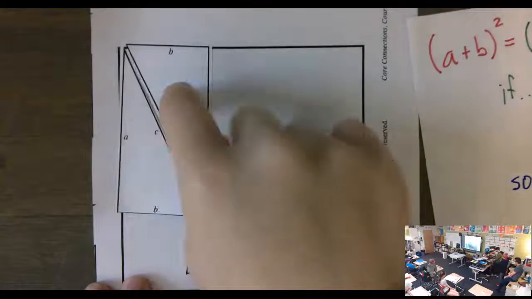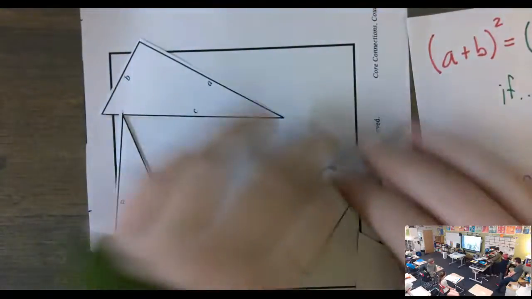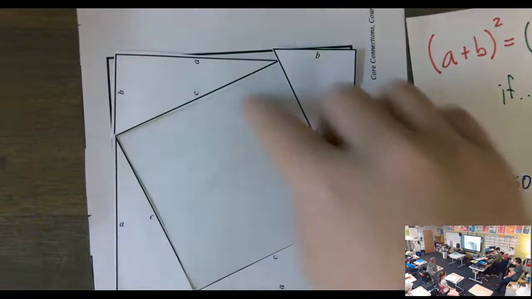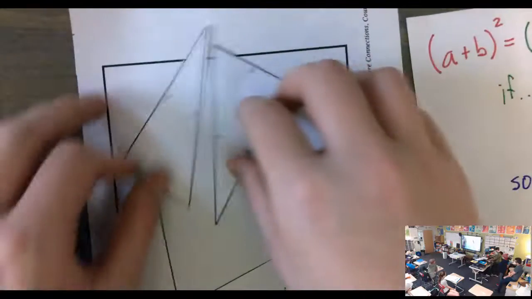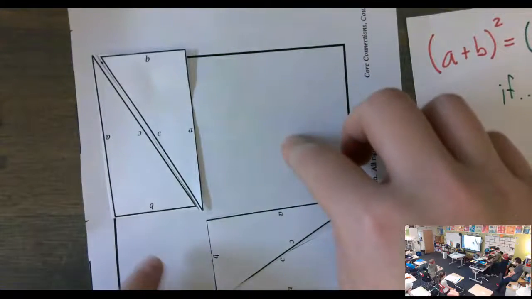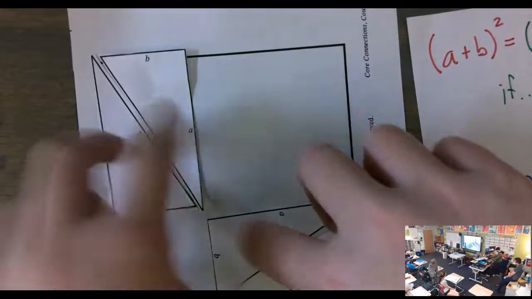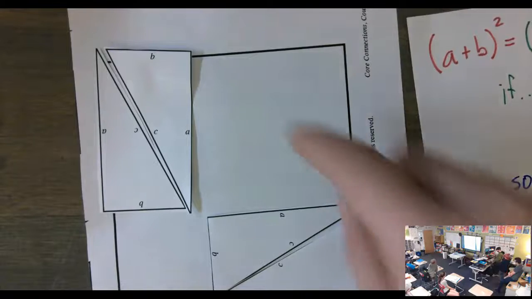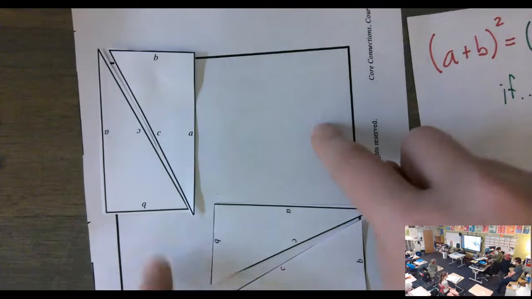We have 4 identical triangles, right? They all have the same sides. If we arrange them like this, this square in the middle has to be c squared because all the sides are c. If we rearrange those triangles into these two things, then you have a squared here and b squared here. But since all of these are identical, they haven't changed their area, so a squared and b squared must equal c squared because they are always the empty space.